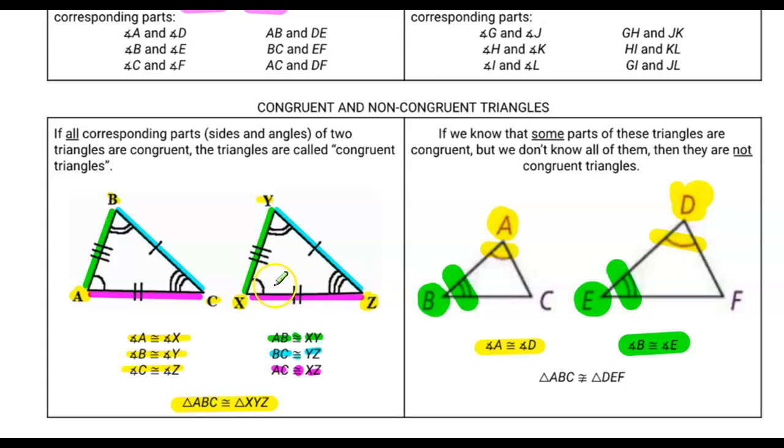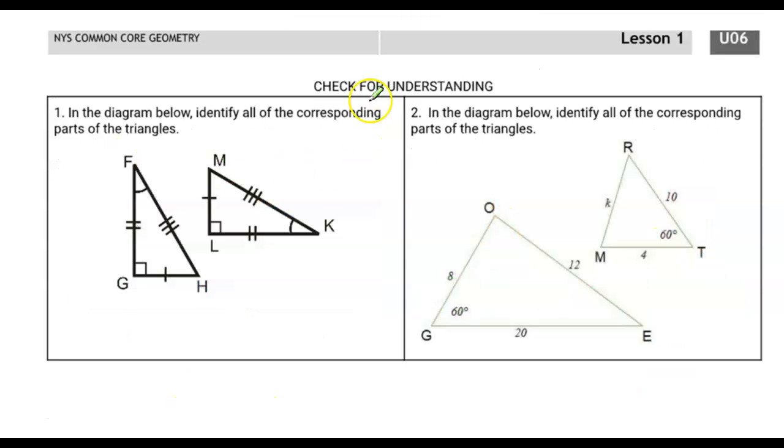Since we don't have that information, we have to conclude that triangle ABC is not necessarily congruent to triangle DEF. You're only able to say that 2 shapes are congruent if you're able to say that all 6 of their corresponding parts are congruent. More on that later. There are some shortcuts that we'll be learning about later on in the unit, but as of right now, you need all 6. All right. The check for understanding is something that you're going to take a look at in class. You're going to be identifying corresponding parts for these 2 figures, but for right now, that's all we got.